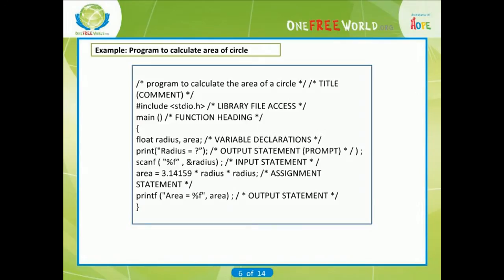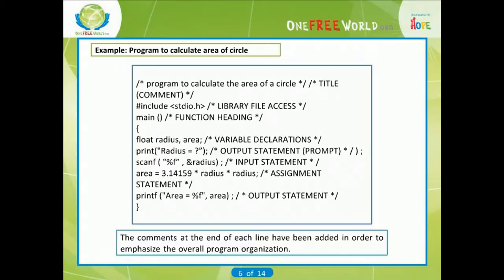Next, we are going to see an example program to calculate the area of a circle. Here is an elementary C program that reads in the radius of a circle, calculates its area, and then writes the calculated result. The comments at the end of each line have been added in order to emphasize the overall program organization.